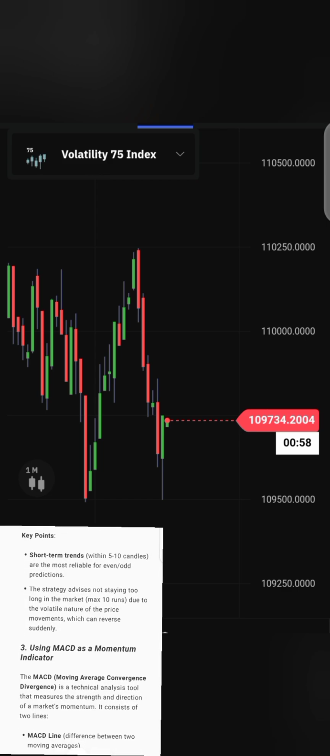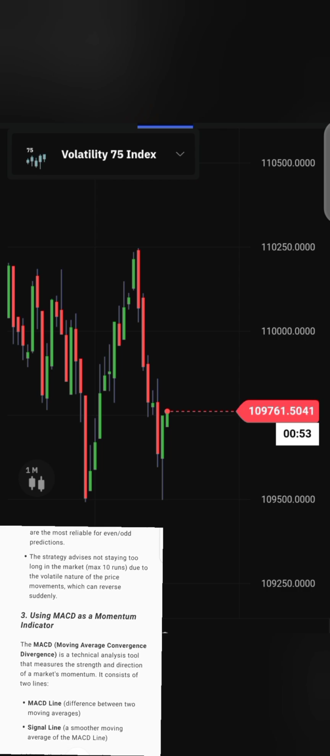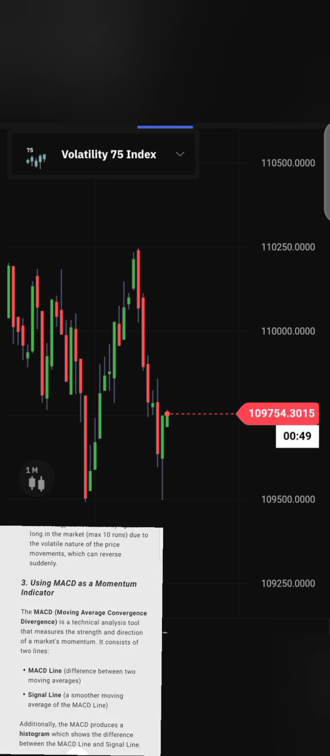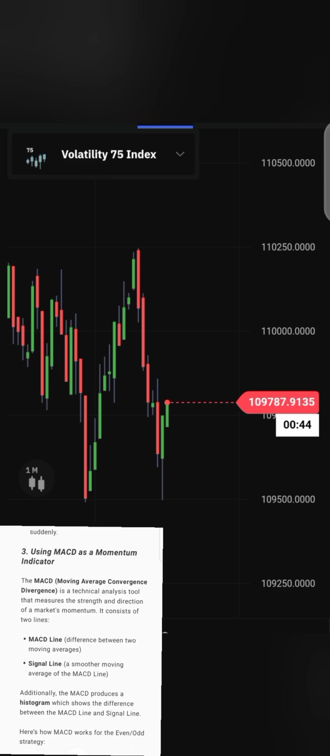Key points. Short-term trends, within 5 to 10 candles, are the most reliable for even-odd predictions. The strategy advises not staying too long in the market, max 10 runs, due to the volatile nature of the price movements, which can reverse suddenly.